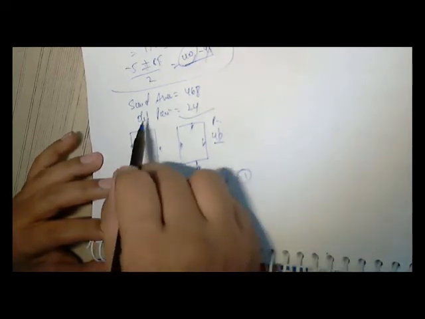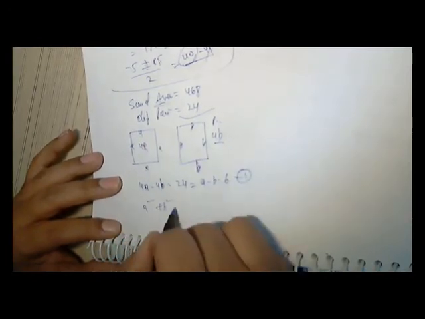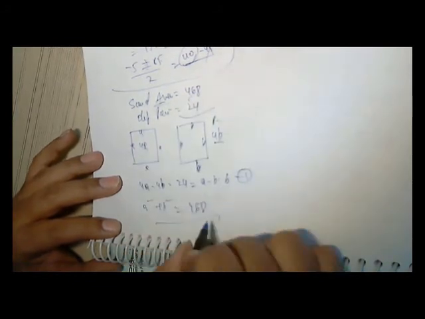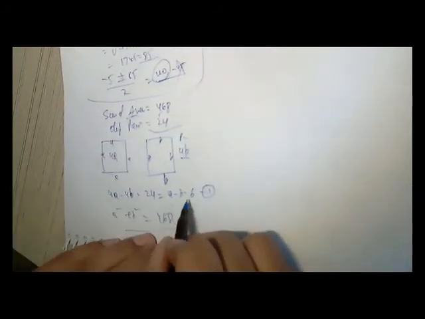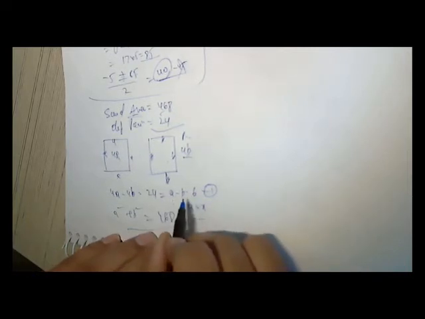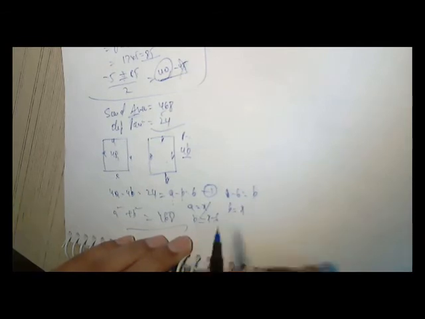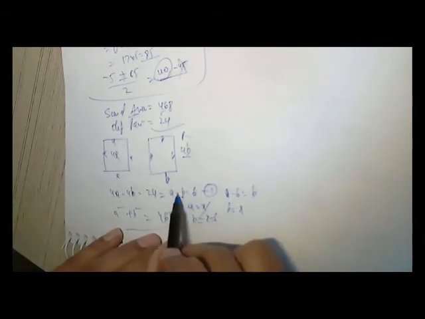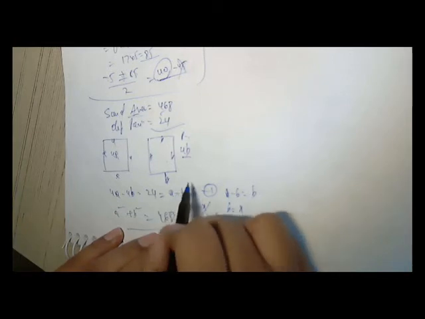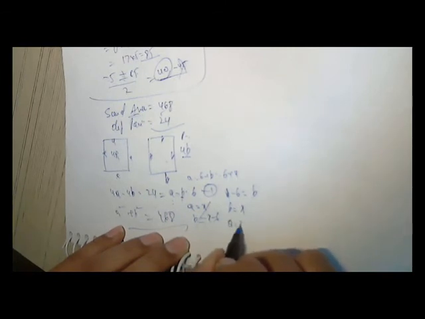Second, what is given? Sum of areas of squares. What is the area of this square? A square. A square plus B square is equal to 468. So now let us say A is X, then what is B? A minus 6 is equal to B. So B is equal to X minus 6. Or if I take B as X, then A is equal to 6 plus B, so A is equal to X plus 6.